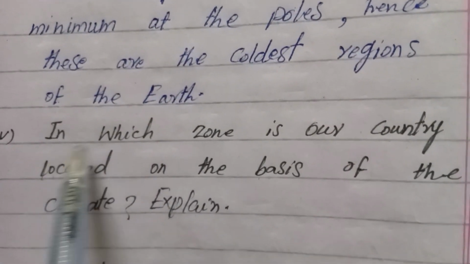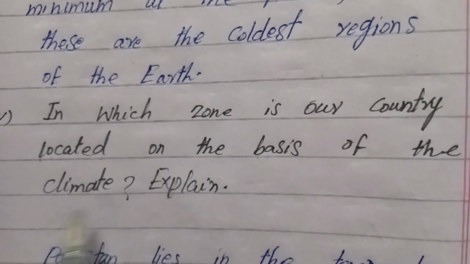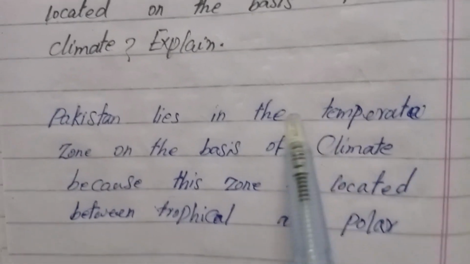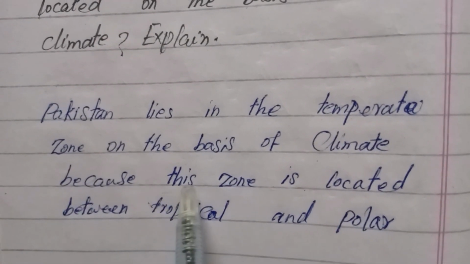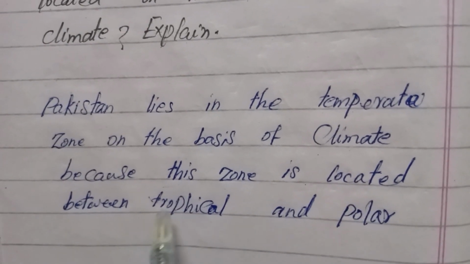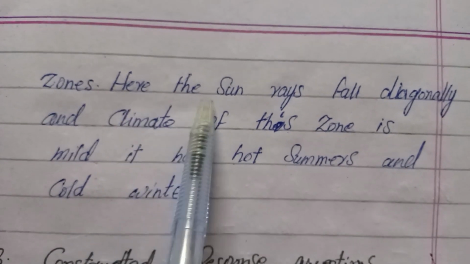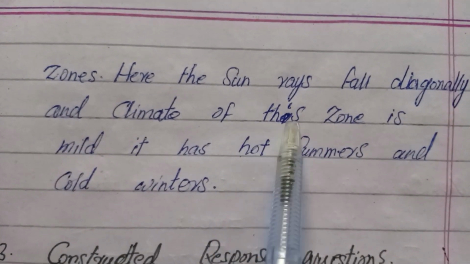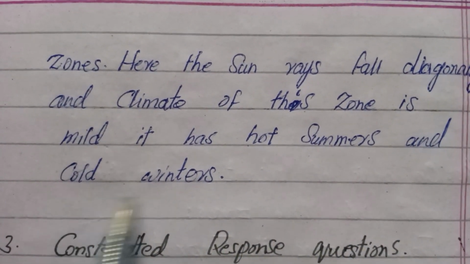Question number 5, in which zone is our country located on the basis of the climate? Explain. Answer: Pakistan lies in the temperate zone on the basis of climate because this zone is located between tropical and polar zones. Here the sun rays fall diagonally and the climate of this zone is mild. It has hot summers and cold winters.